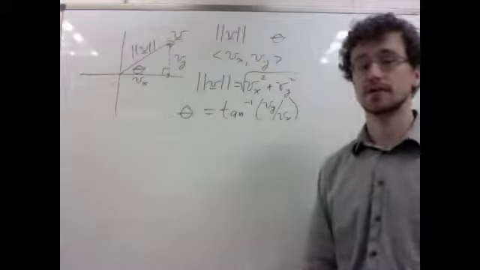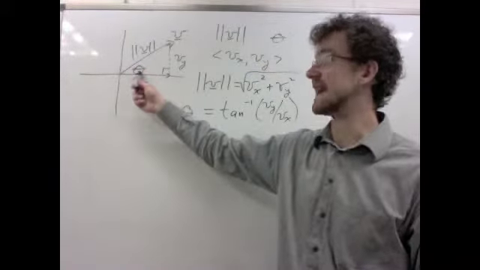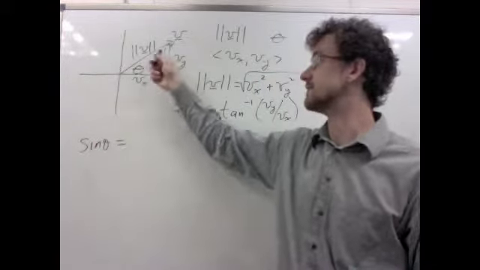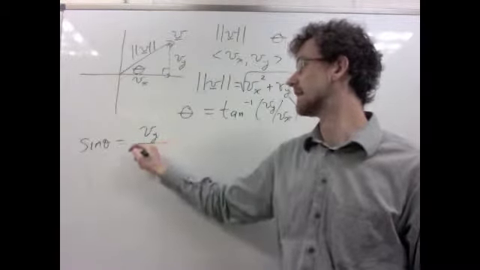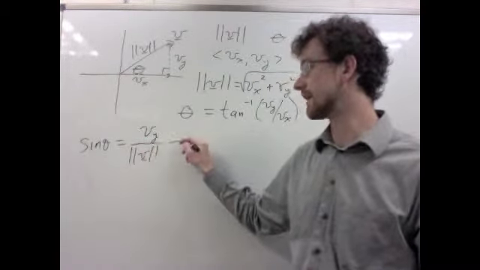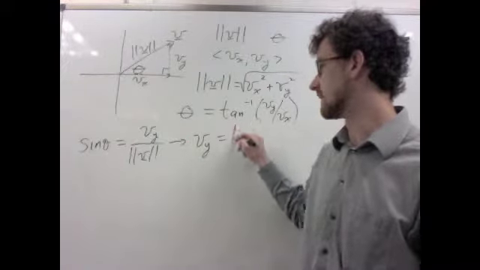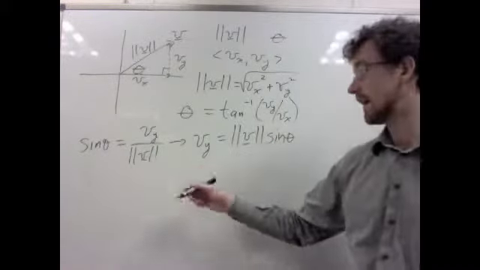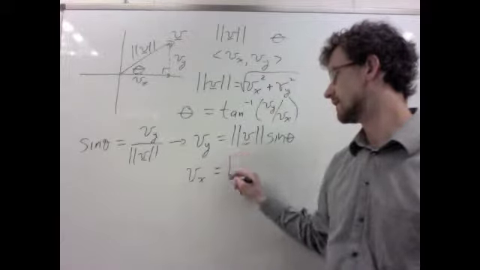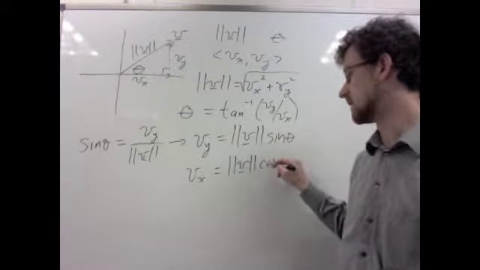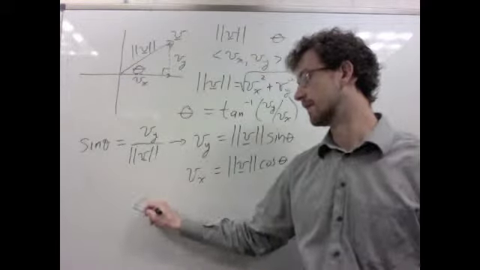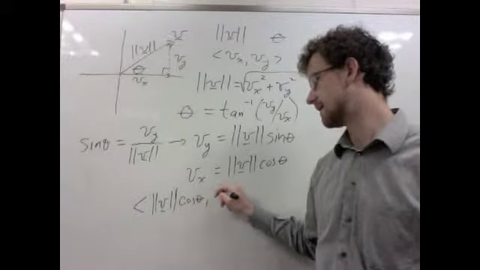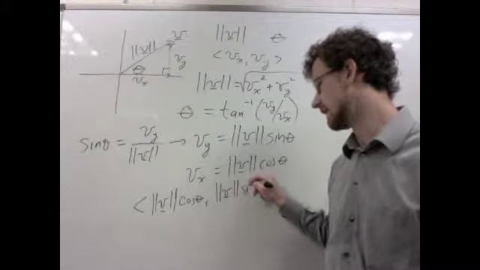To go the other direction, we can also use trigonometric ratios. If we look at our triangle, the sine of theta is opposite over hypotenuse. That's v sub y, the y component, over the magnitude. So if we're given magnitude and direction, we can find our y component just by multiplying the magnitude by the sine of theta. And similarly, we can find our x component by multiplying the magnitude times the cosine of theta. So in component form, that gives us magnitude cos theta, comma, magnitude sine theta.